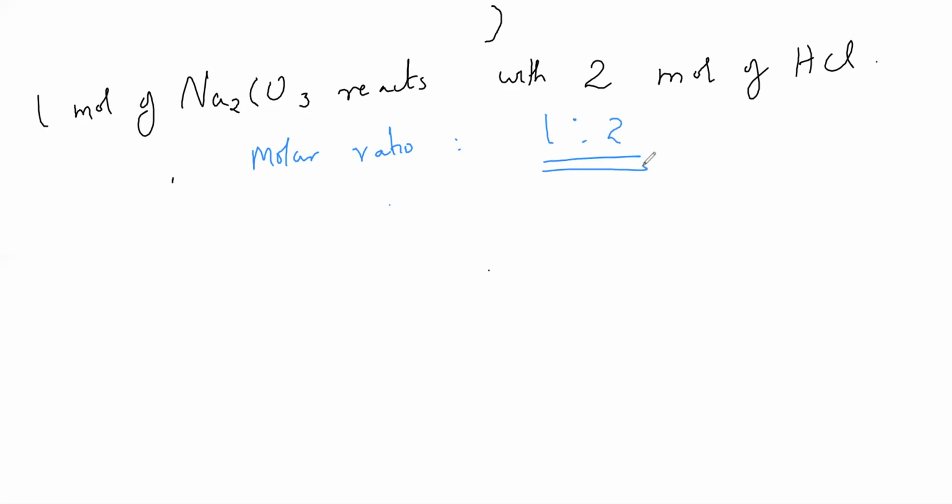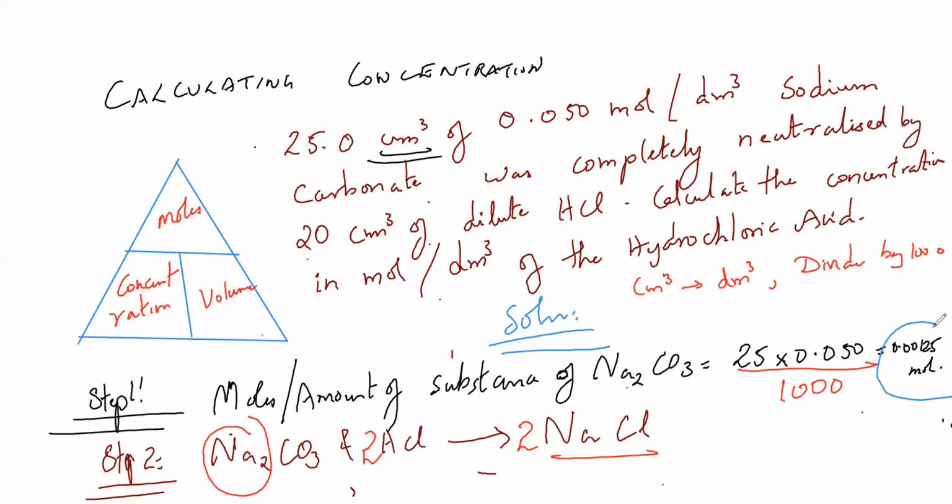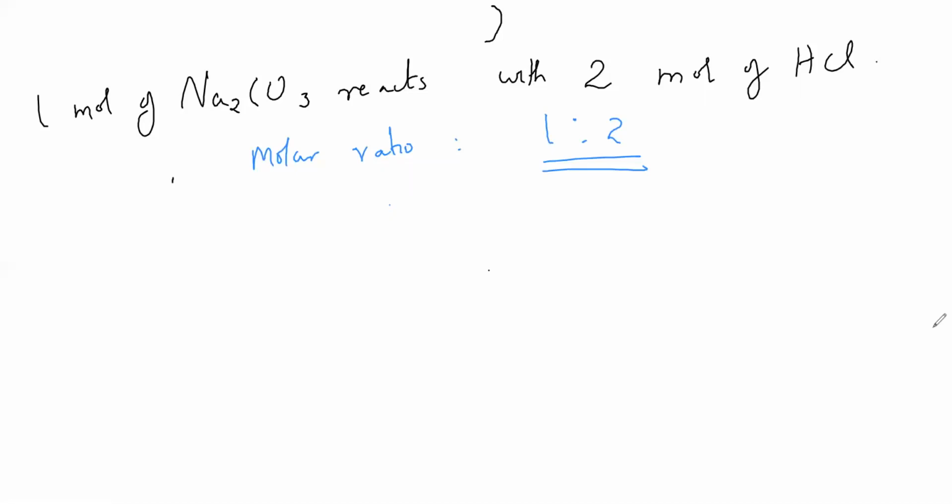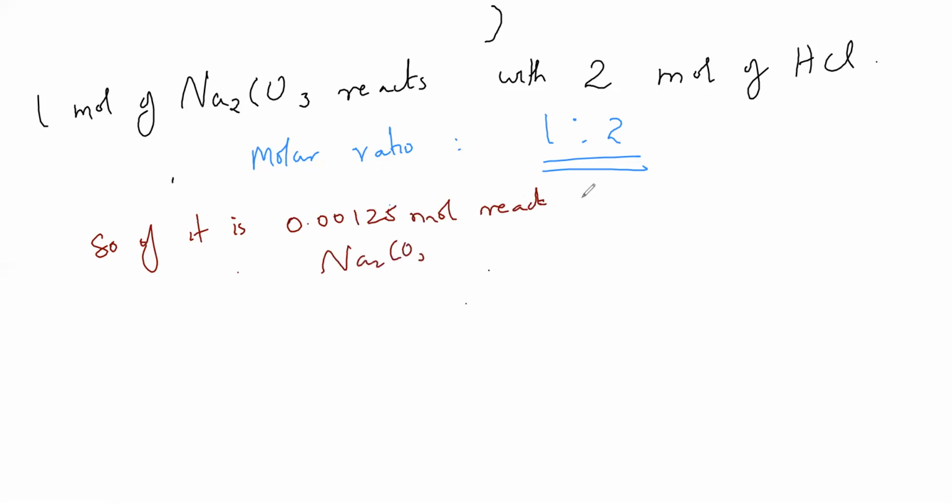So from the last step, I got what? 0.00125 mole. Correct. So if 0.00125 mole of sodium carbonate reacts with how much HCl? It reacts with double of that. Correct, it is twice. So 0.00125 doubled is 0.00250 mole of HCl respectively.